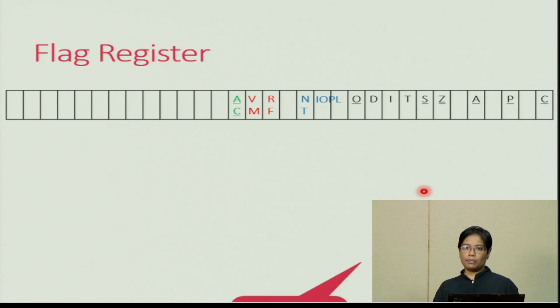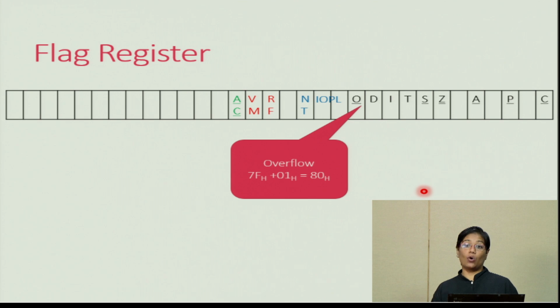The next status bit which we will look at is going to be the overflow bit. The overflow bit is used to indicate whether a 2's complement overflow has occurred. For instance here, if you take this example, I am adding 2 positive numbers. 7F is a positive number. 01 also is a positive number.